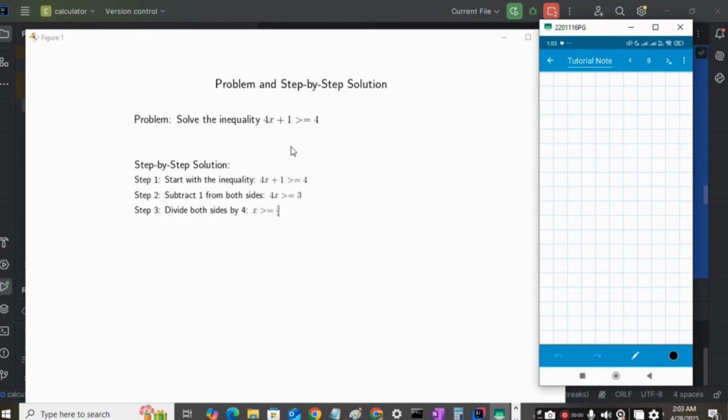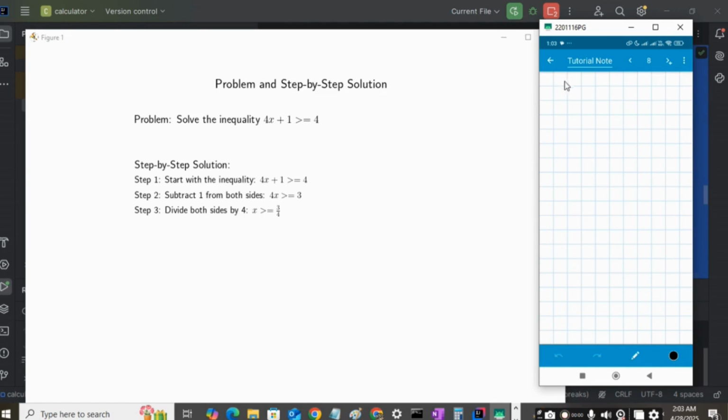Okay, so this time he has an inequality. We have solved an equation before, that's an equality. This one is an inequality. We read this type as greater than or equal. So let's try to follow. We try to solve this inequality.